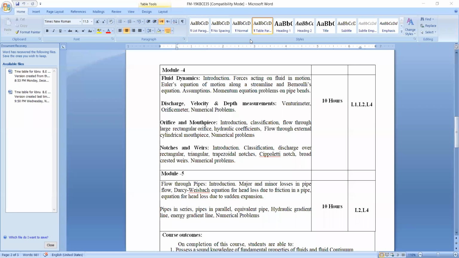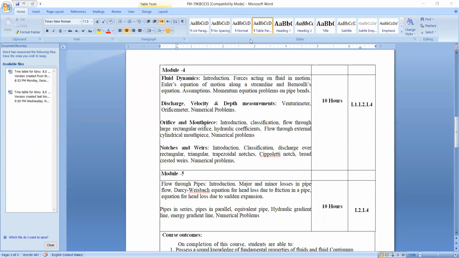So in the last class, we have seen with respect to the fourth module, fluid dynamics and discharge velocity and depth measurements, orifice and mouthpiece, notches and weir. So in today's class, we will see the fifth module, that is flow through pipes. This is a very simple and easy module compared to all your four modules.